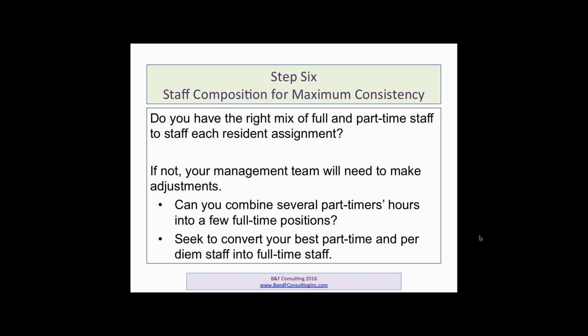Many homes that go through this step find that their staffing budget and schedule becomes more efficient and easier to set. The key point is to have the composition that allows you to schedule for maximum consistency. This may be something to do as a subcommittee. Figure out who will be responsible for this step and for talking with your Triple Crown part-timers.